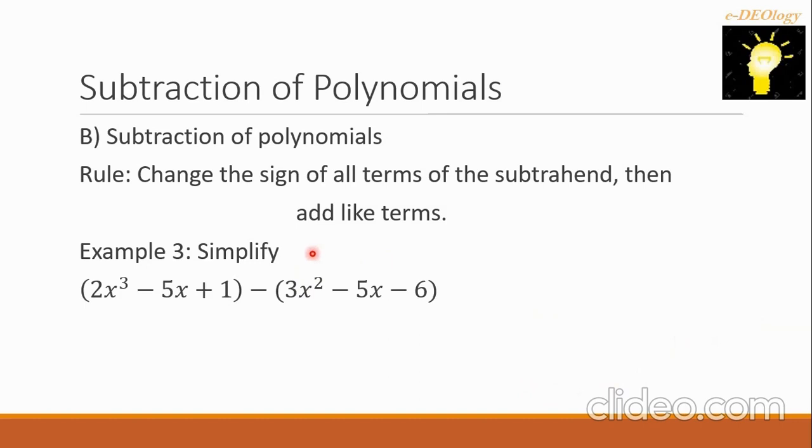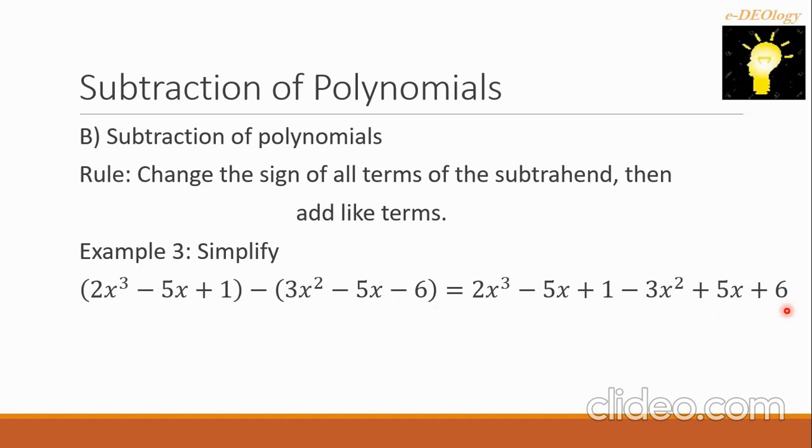Let's have example 3. 2x cubed minus 5x plus 1 minus the quantity 3x squared minus 5x minus 6. So we will follow our rule. The second polynomial is our subtrahend. We will change the sign of all the terms of our subtrahend. So 2x cubed is here, minus 5x plus 1, and then the 3x squared becomes negative 3x squared, the negative 5x becomes positive 5x, the negative 6 becomes positive 6.